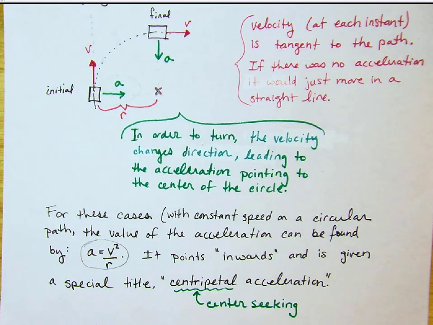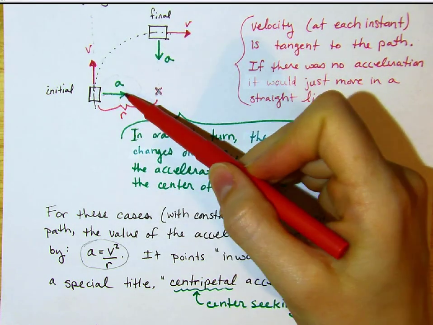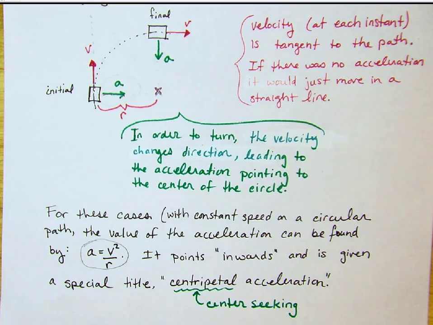is this length. And in these cases, the acceleration is special because it's always pointing inwards. So you can give it an additional title, kind of a special name, and that would be centripetal acceleration. And centripetal just means center seeking. So you can see that the acceleration is seeking towards the center.